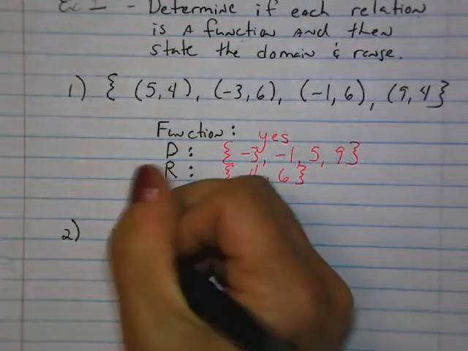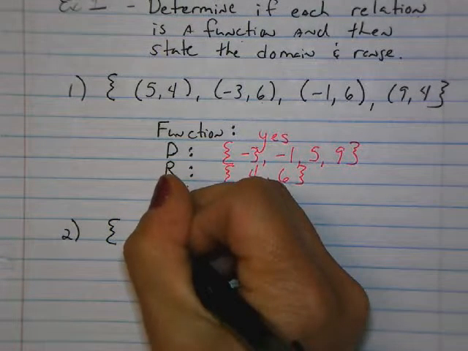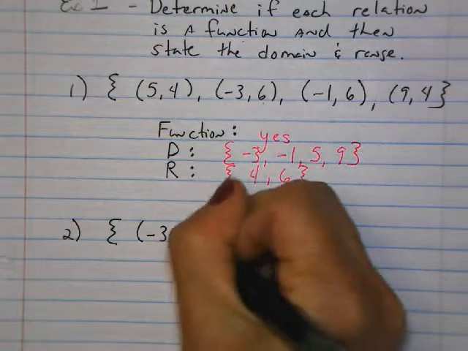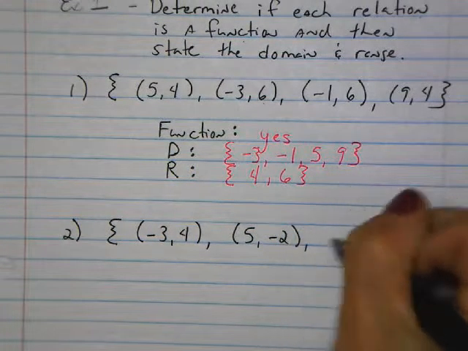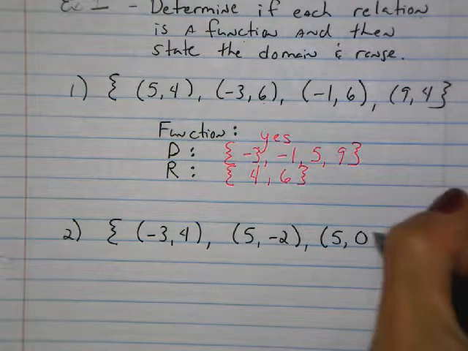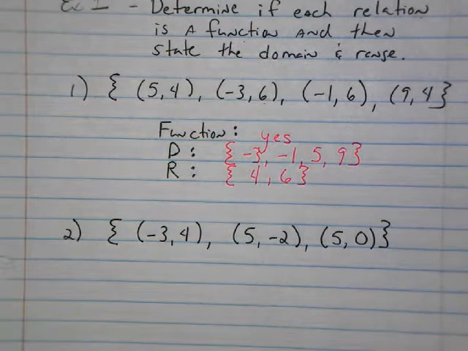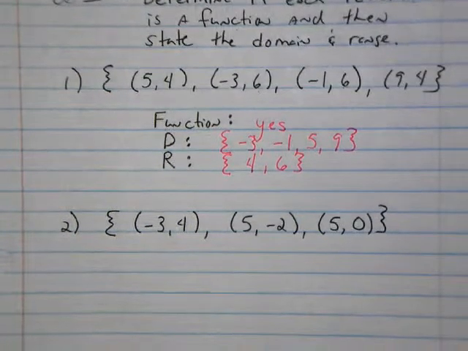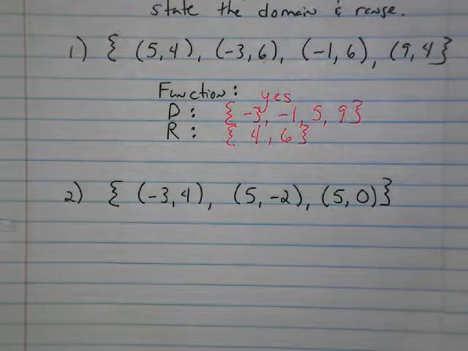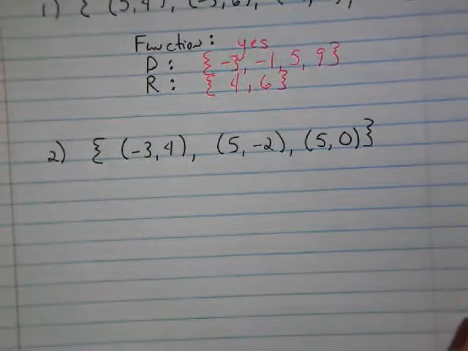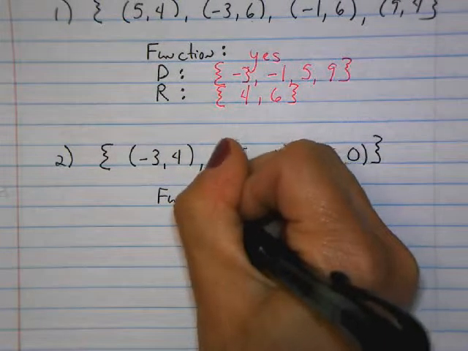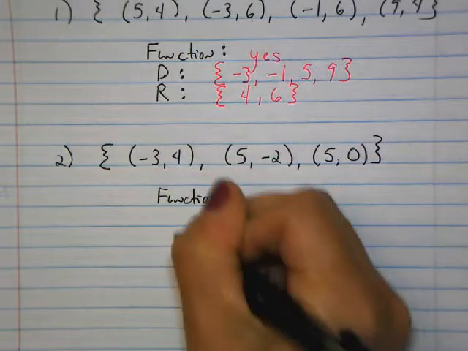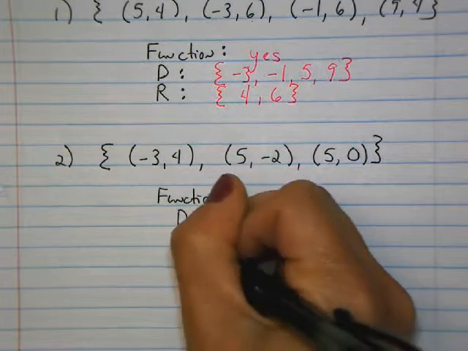Alrighty, so let's try the second one. I have (-3, 4), (5, -2), and (5, 0). And like I said, if you find that the video goes too quick, feel free to pause it while you're copying things down and then just unpause. Alright, and again we're going to ask ourselves the three questions. Is it a function? What's the domain? And what's the range?